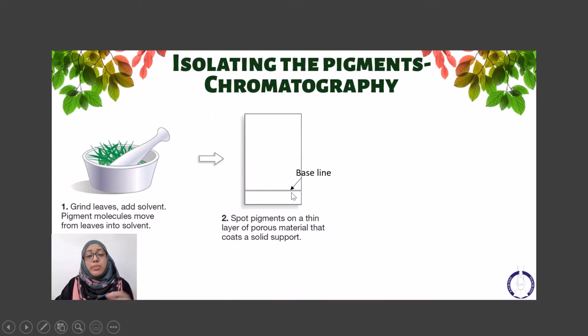So you draw a non-pigmented baseline using a pencil here, and then you're going to transfer a couple of drops of this pigmented solution that you made onto the baseline so that you have a concentrated pigmented spot on it.